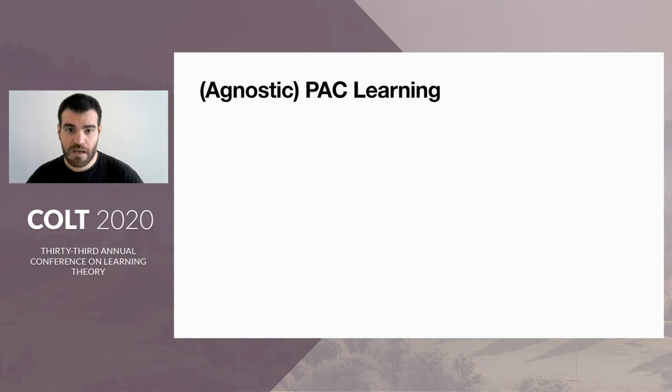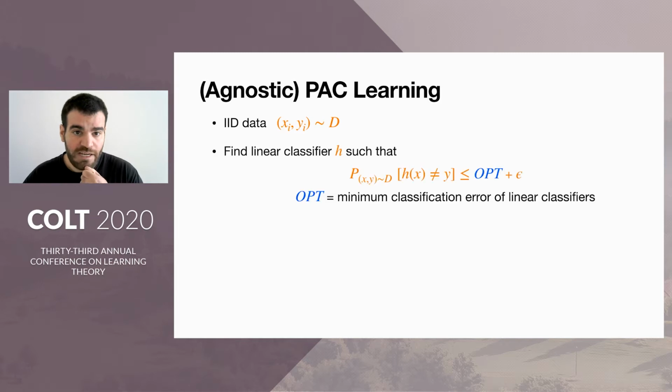a line. So this takes us to the well-known Agnostic PAC Learning setting. In this setting, we're given IID data, x_i and y_i. So x_i is the data point and y_i is the label. And we want to find a linear classifier h such that the classification error of h is smaller than opt plus epsilon. So opt is the minimum classification error achieved by linear classifiers.